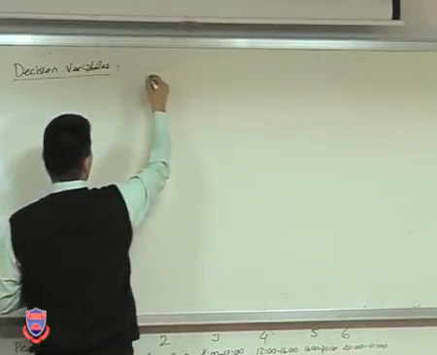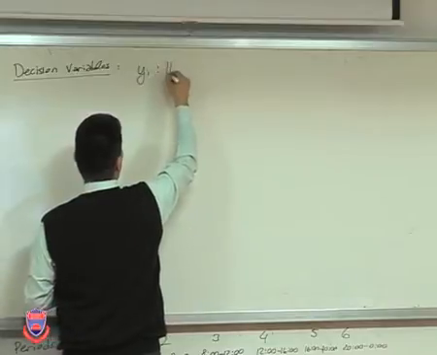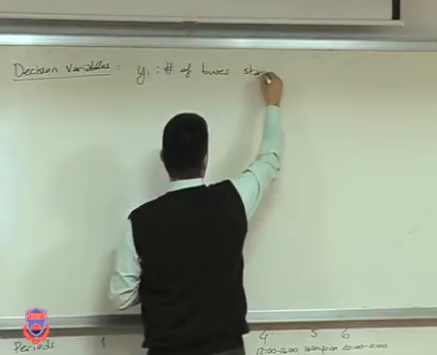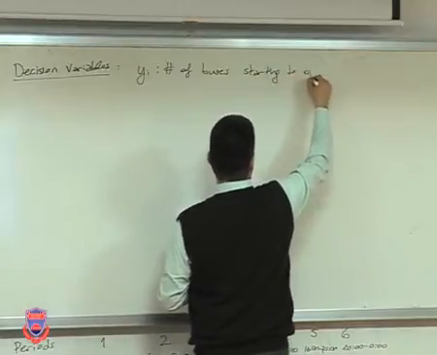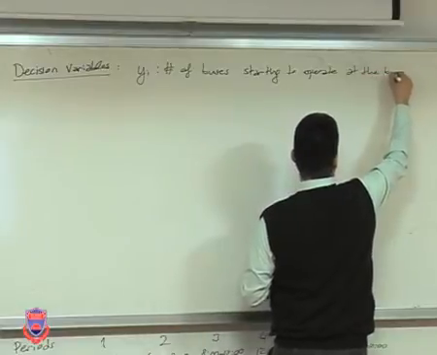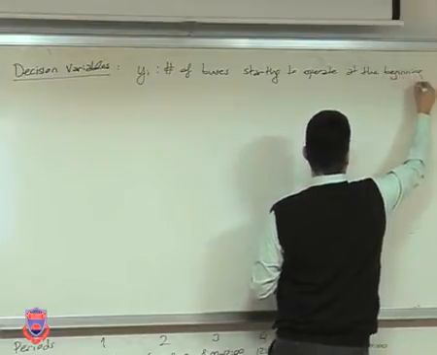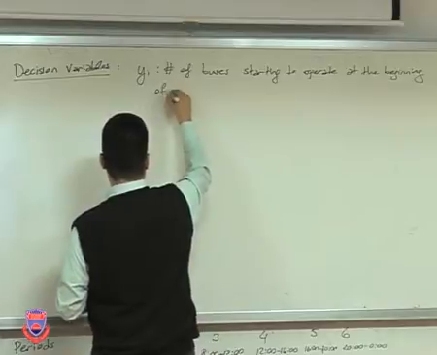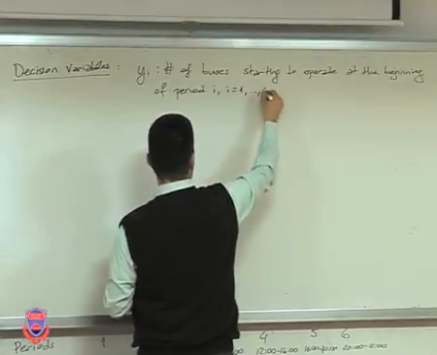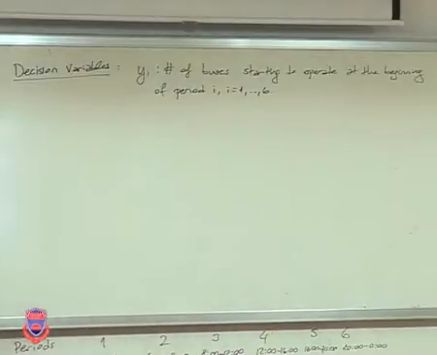So just to make it different, I'm going to call it yi. So this is going to be the number of buses starting to operate at the beginning of period i, and i goes from 1 to 6. So note that I changed my decision variable now. I'm now counting the number of buses that start to operate at the beginning of a period.